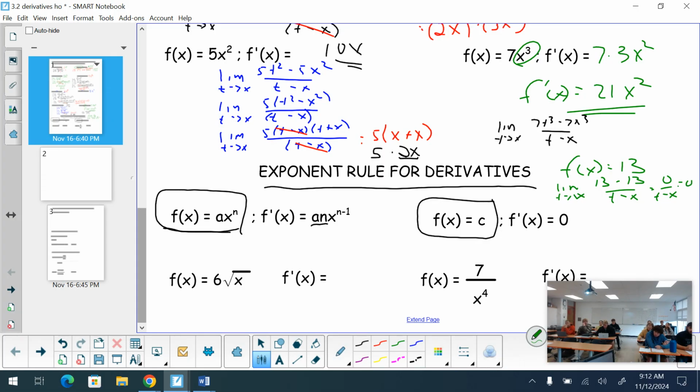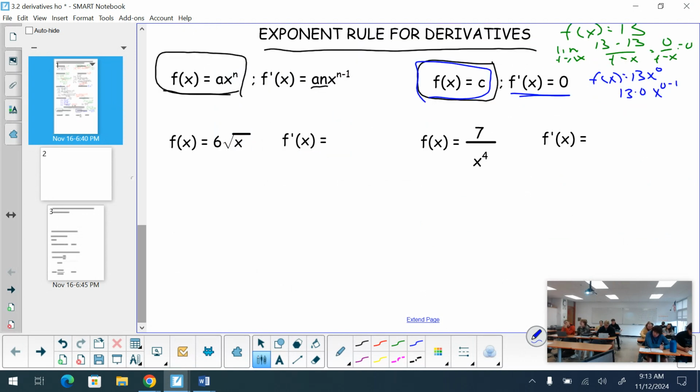Or if we look at this as an exponent rule, this would be 13 times x to the 0th power. If I have no variable there, that means I have x to the 0th power. I can multiply 13 times 0 times x to the 0 minus 1 power. Well, 13 times 0 is going to give me 0. Times this value, I'm still going to get a value of 0. So whenever I take the derivative of a constant, it will always equal the value of 0.